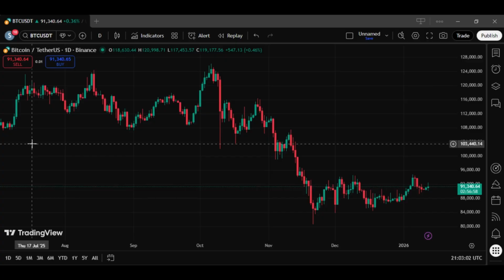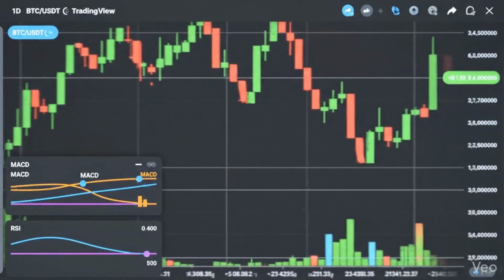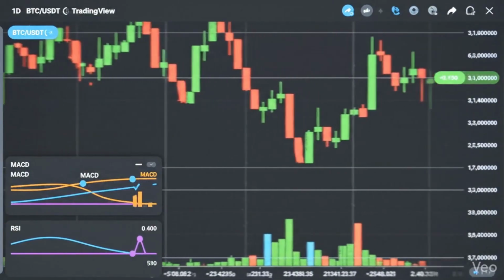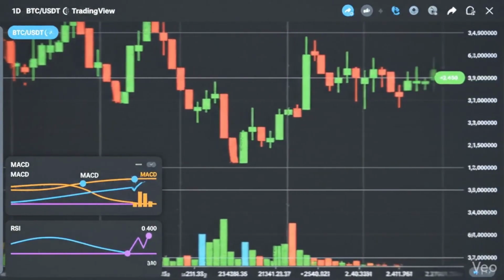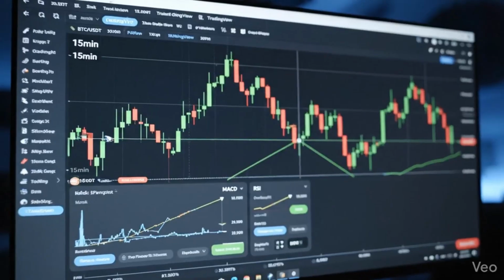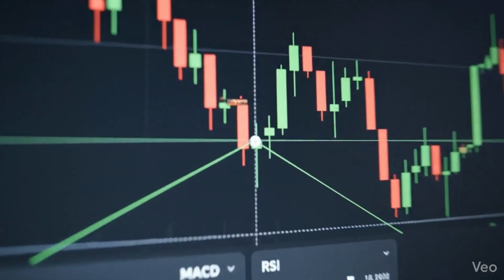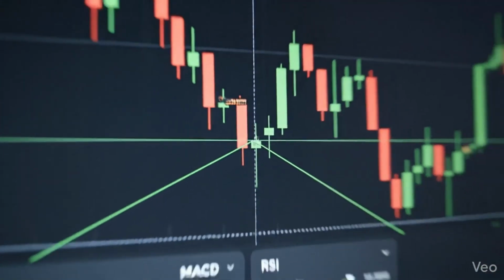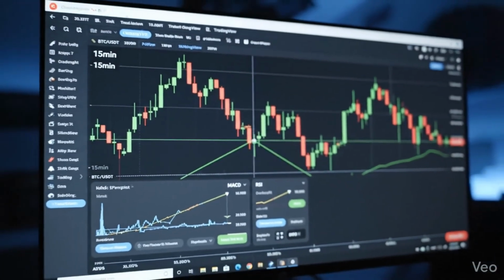This is important because indicators behave differently on different time frames. Scalpers usually work on lower time frames. Swing traders prefer higher time frames. Long-term investors mostly focus on daily or weekly charts. There's no best time frame. There's only the right time frame for your style.